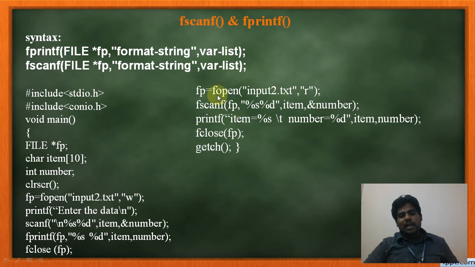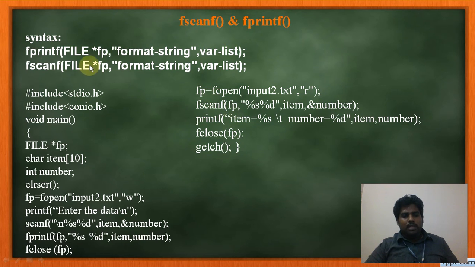See here. Again file pointer equal to, I am opening the file. The same file input.txt. Inside what is there? Inside two values are there. One is pencil, another one is 5. Which mode am I opening? Read mode. What will the read mode do? The file is already existing. It will be opened. Now from the file I want to take the input. Normally scanf is used to get the input. If you want to get the input from the file, you have to use fscanf.